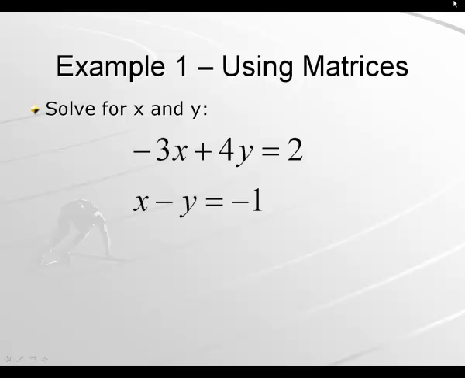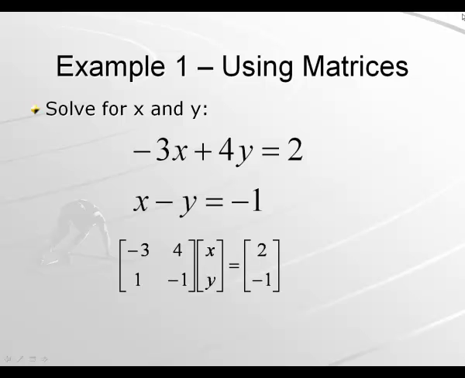Here in this equation we have negative 3x plus 4y equals 2. And in our second equation we have x minus y equals negative 1. We're going to use matrices to solve this system for x and y. Take your coefficients for x and y and set them up as an A matrix. Negative 3, 4, 1, negative 1 are the coefficients for x and y. They're going to be matrix A in our calculator.